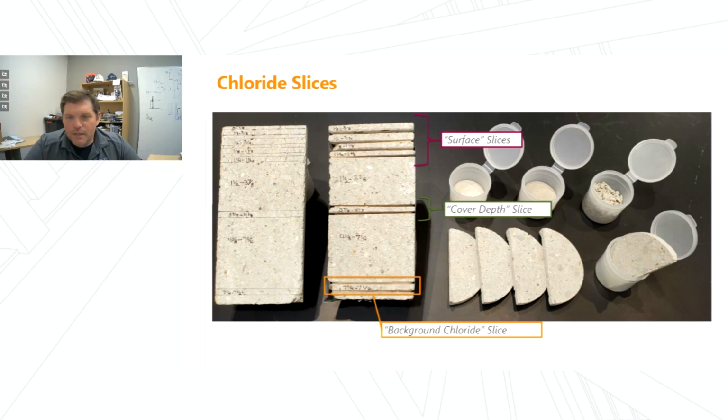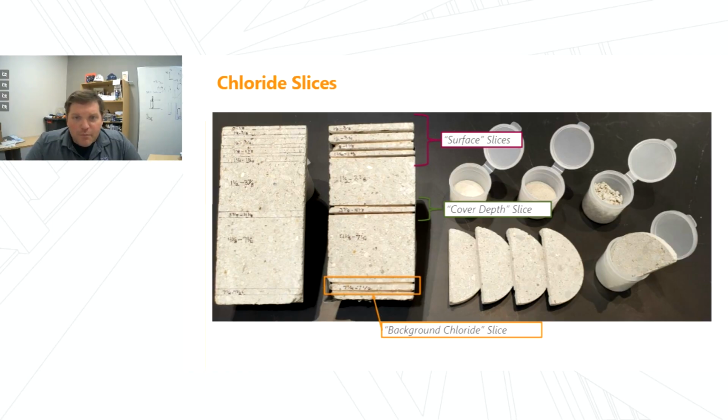So this would be a slice deeper in the core sample, away from any external exposure. And this will hopefully tell us if there is any internal exposure present from original construction. For that background slice, generally we'll test both acid and water soluble to see if the aggregate component is a primary factor. If we test for acid soluble and it's higher than the water soluble, that might indicate bound chlorides or chlorides in the aggregates that could affect our results.